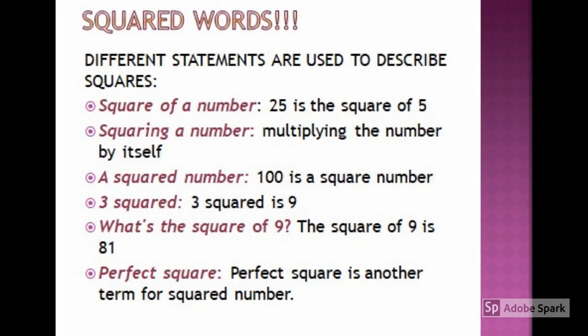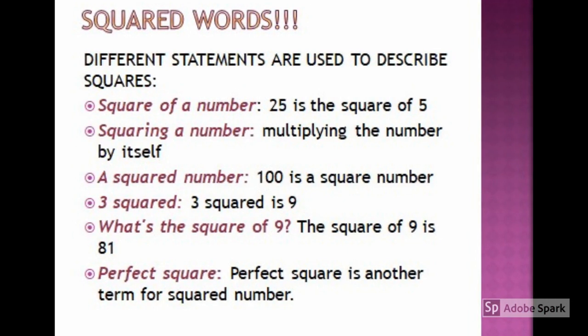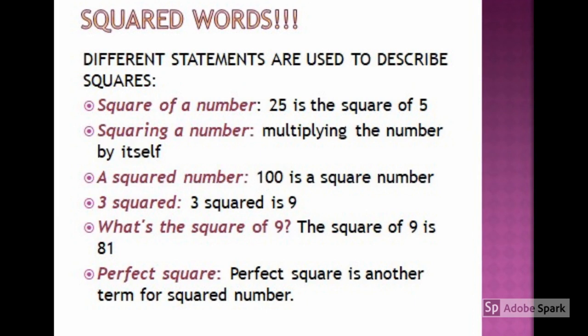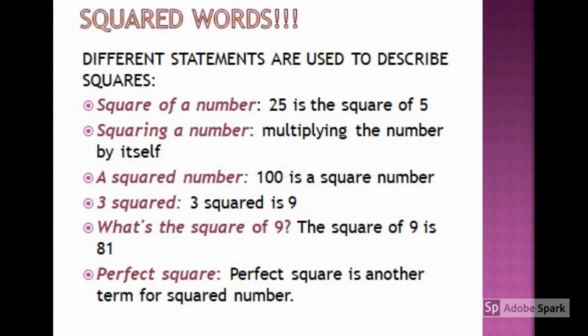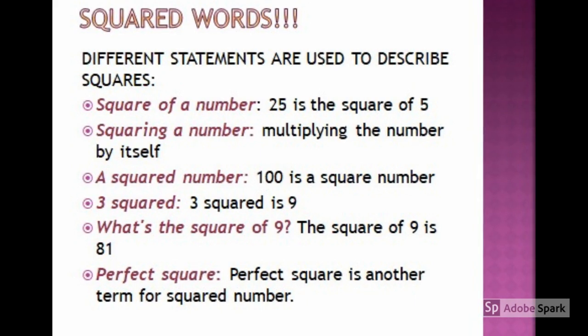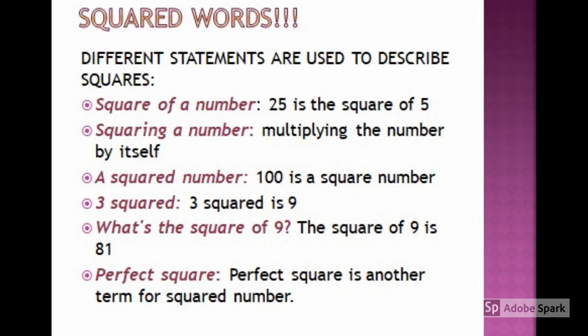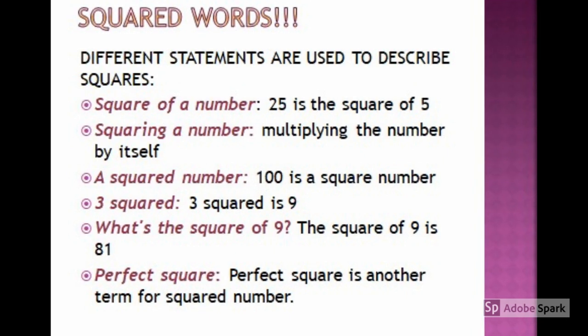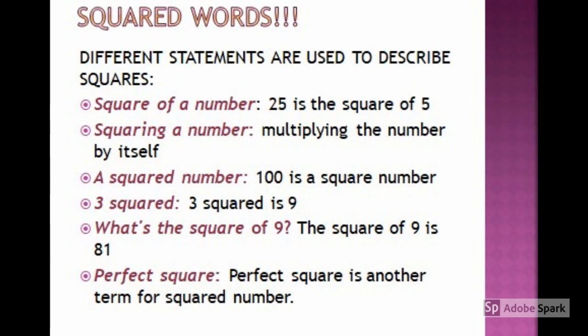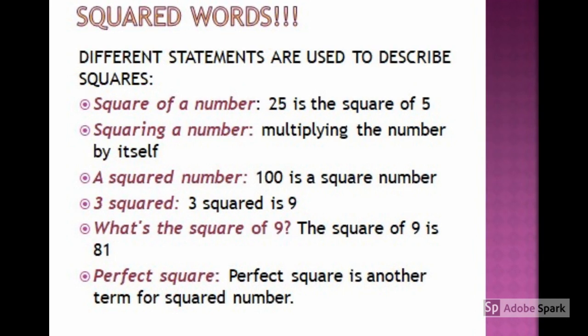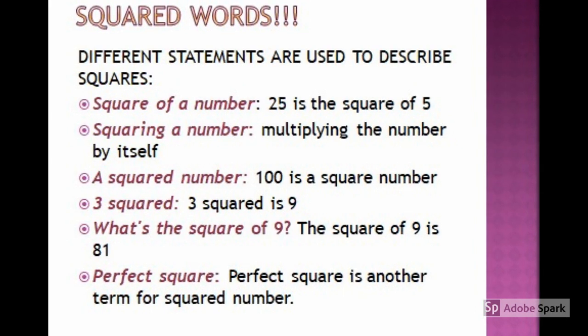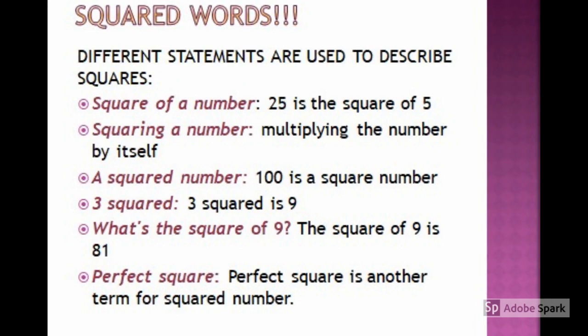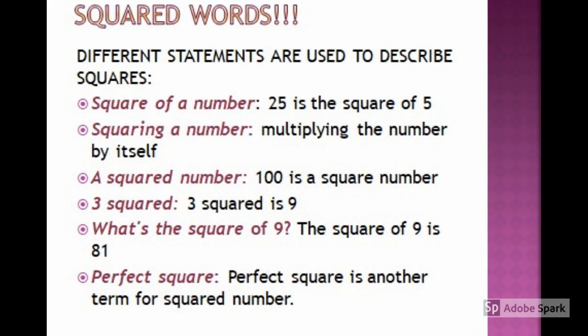While talking about the squares, different statements are used. For example, square of a number, which means 25 is the square of 5. Squaring a number, which means multiplying the number by itself. A squared number, for example, 100 is a square number. 3 squared means 3 square is 9. What is the square of 9? The square of 9 is 81.